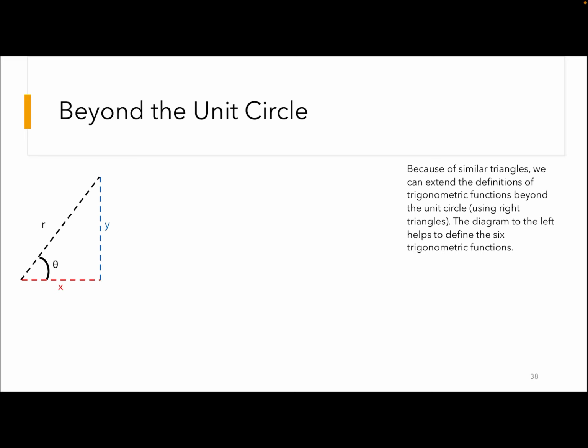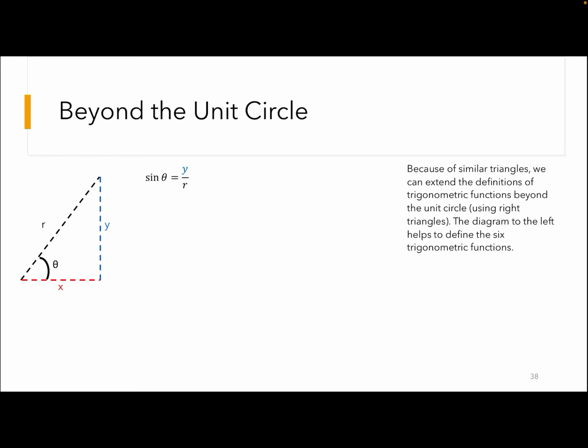All right, so first, we've been doing everything on the unit circle. We can extend our knowledge of trig functions beyond the unit circle because of similar triangles. We won't get into that in this class. So there are 6 trig functions. We already know sine, cosine, and tangent. Each one of those trig functions has a reciprocal trig function.